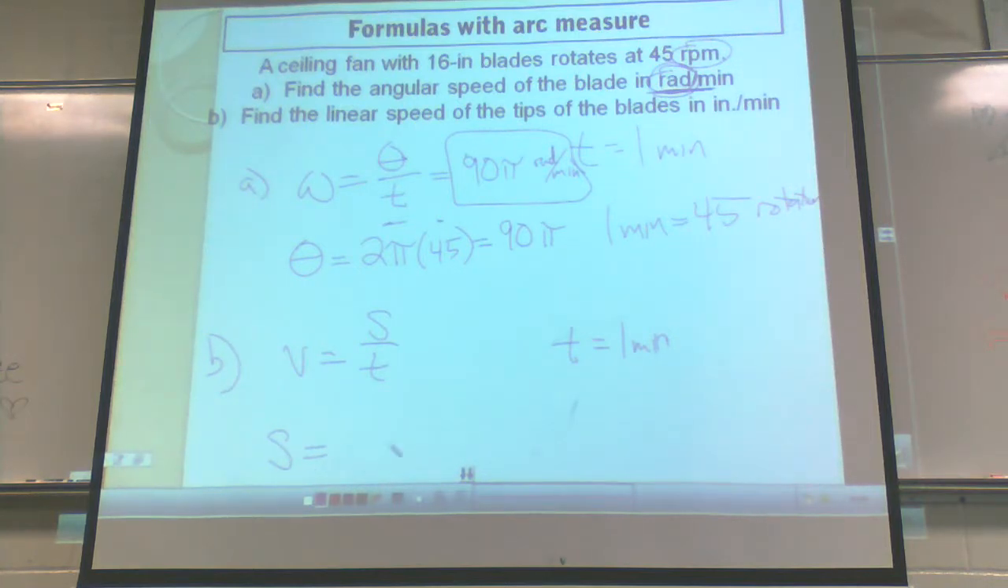And to find the S, what was the formula for that? Theta R. We've already got theta. What's the radius? The radius is still 16. So I know the arc length. That means on the tip of the blade, after 45 rotations, it travels that many inches. So all I'm doing is dividing that by 1. That's that easy, so we actually have fairly easy division.